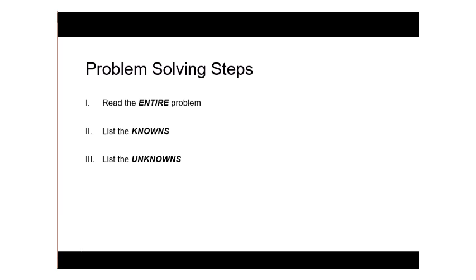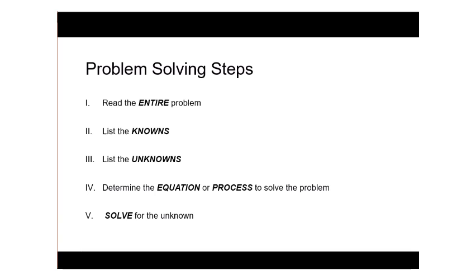After you list the knowns, list the unknowns. These are the items you want to solve for. Many times the unknowns are followed by a question mark. That makes them a bit obvious, but in some cases there may not be a question mark, and it may be information you need to uncover from the data given or your personal experience. Now you've got enough information to determine the equation or the process that you're going to use to solve the problem, and finally, you're going to solve the problem for the unknown variables.